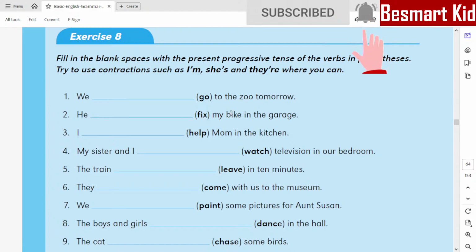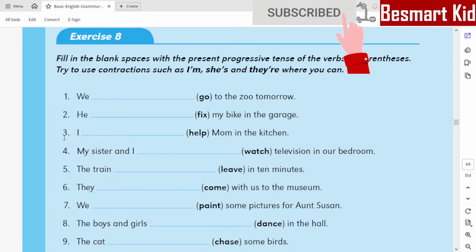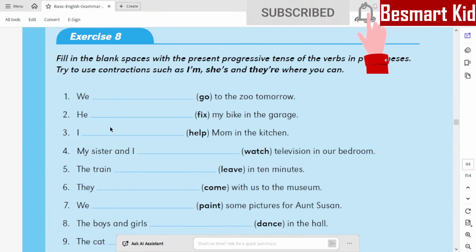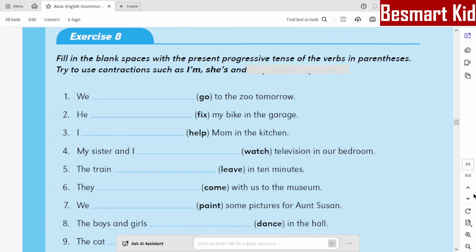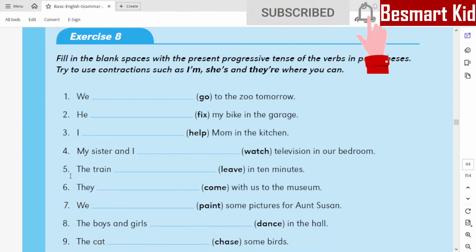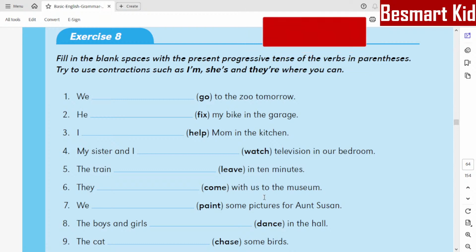Second, he dash my bike in the garage. Third, I dash Mom in the kitchen. Fourth, my sister and I dash television in our bedroom. Fifth, the train dash in 10 minutes. Sixth, they dash with us to the museum.